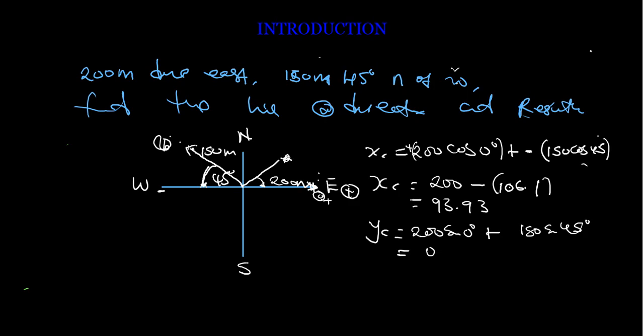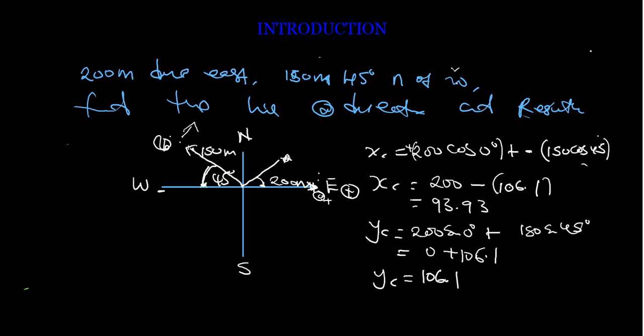Then for this vector, y is up, so it is positive. When you punch 150 sine 45, it will give you 106.1. So the final y component is 106.1.